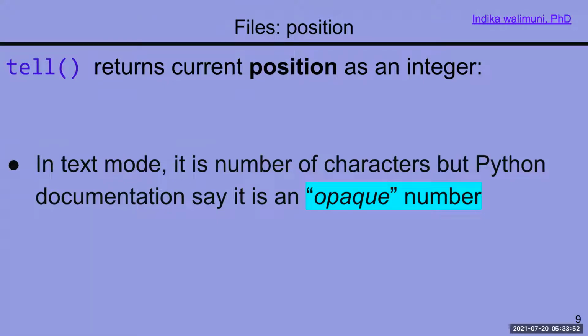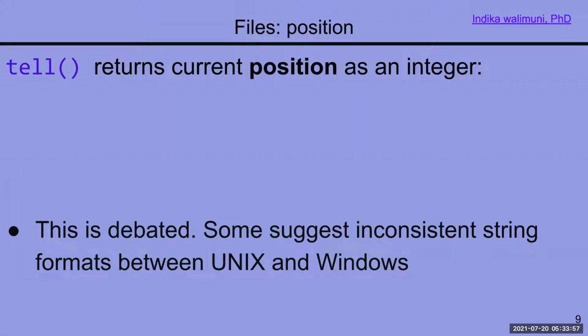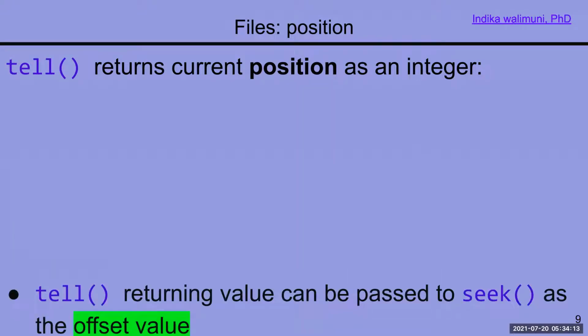That means we should not rely too much on that. The reasons are debated. Some say there's an inconsistency in format between Windows and Unix operating systems, so that gives inconsistent results. That may be the reason. All right. So basically, we can use tell's return value, and we can pass it to seek as the offset value. That's one usage of tell.